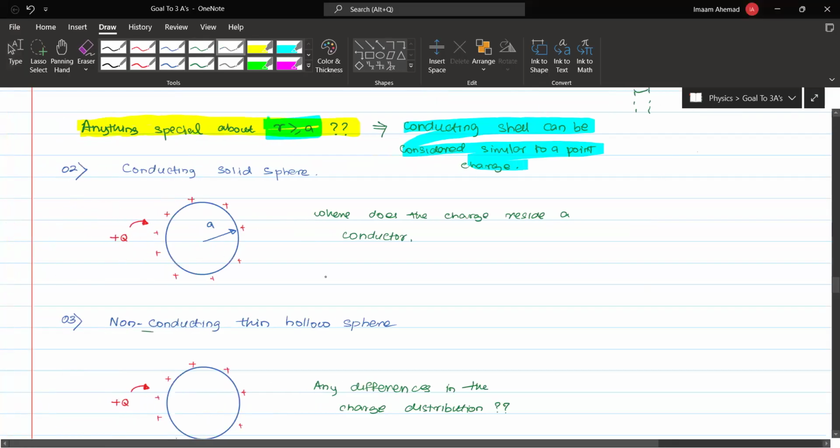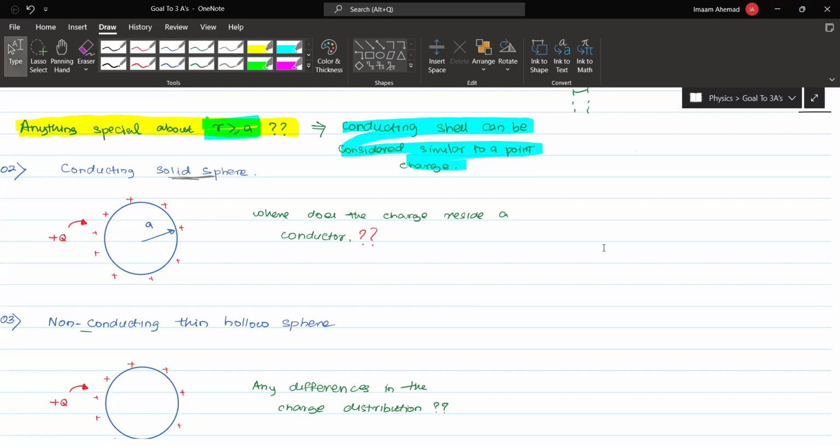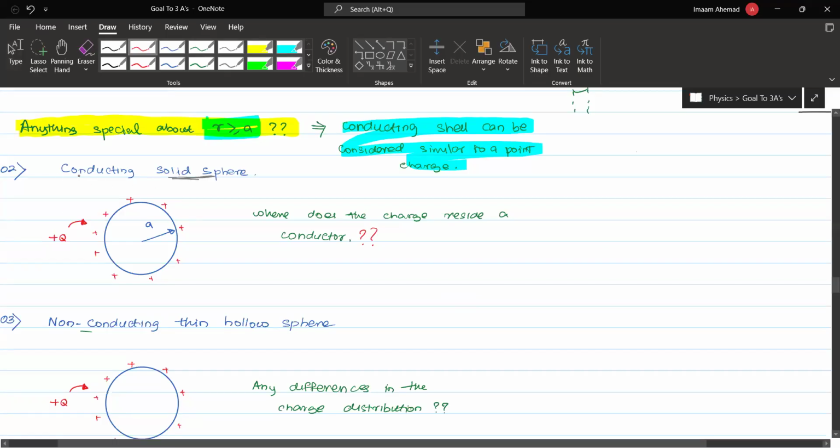So now let's look at the conducting solid sphere. I have a very important question. Where does the charge reside in a conductor? If you give a charge to a conductor, where does it reside? Does it store in the volume or on the surface? It will store on the surface, right? If it is conducting, always the charge is on the surface.